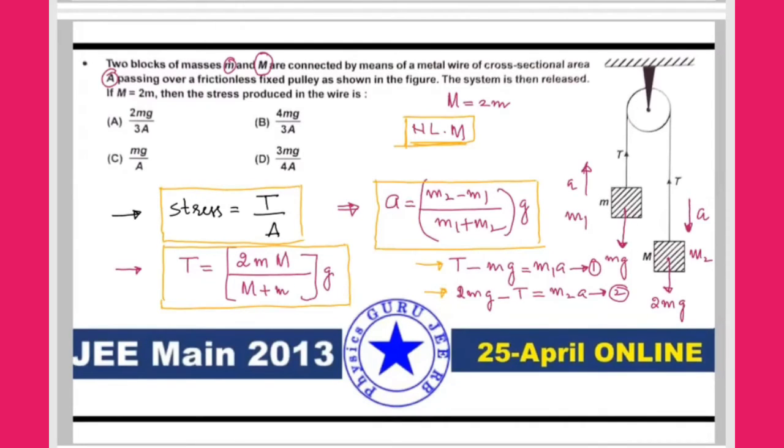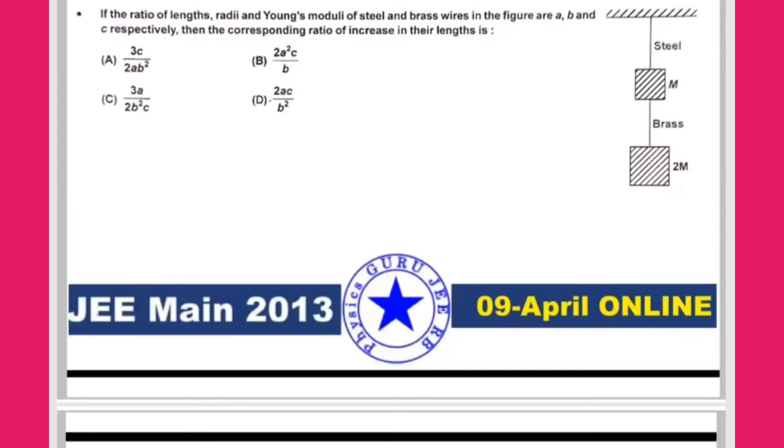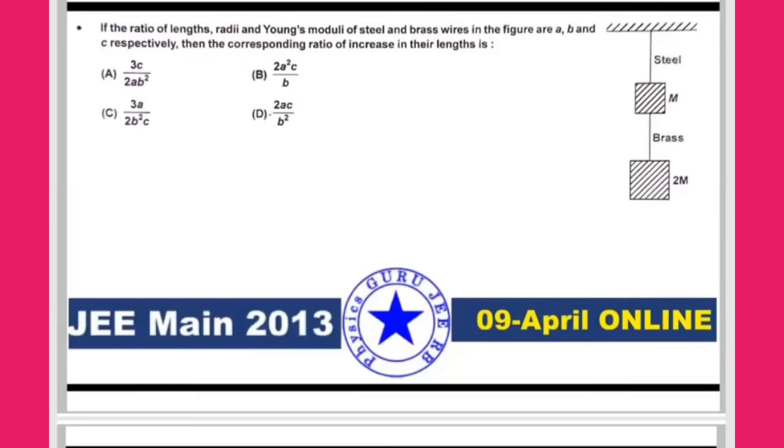Next, we'll move to the next question. Okay, now we'll move to JEE 2013, April 9th online. See here, according to this problem, if the ratio of lengths, radii and Young's modulus of steel and brass wires in the figure are A, B and C respectively, then the corresponding ratio in increase in their lengths is the question given. So how to solve this type of question, we can see.